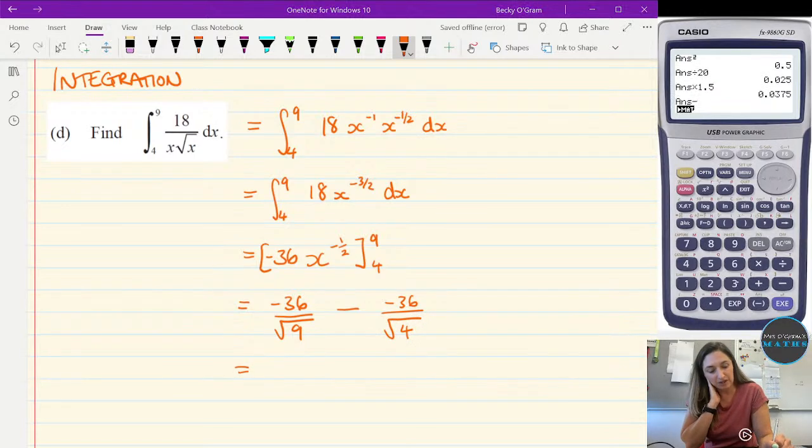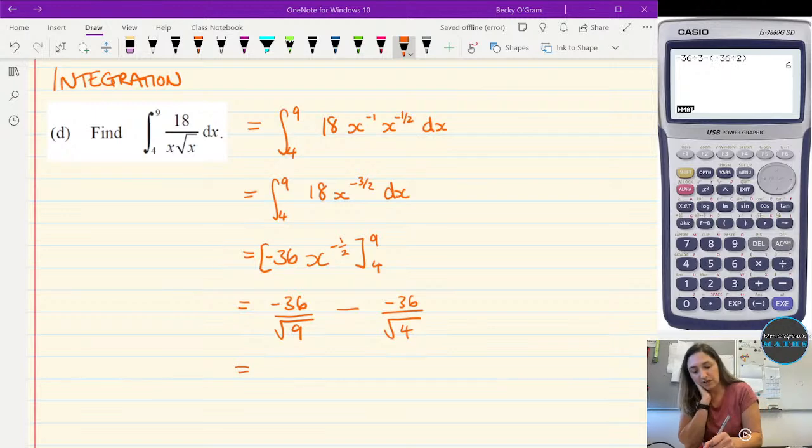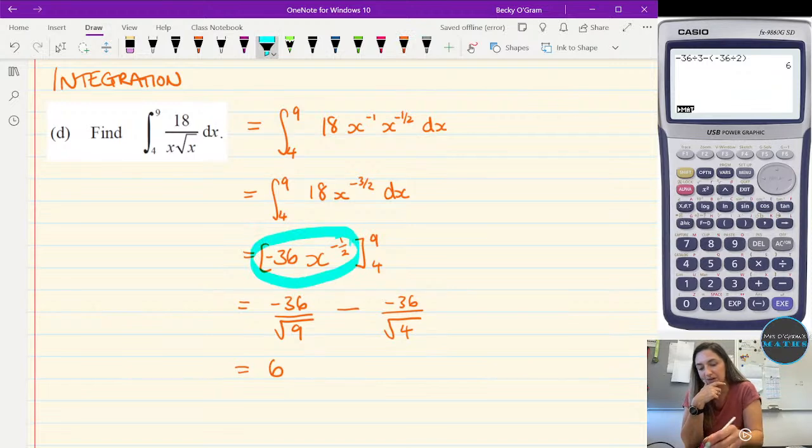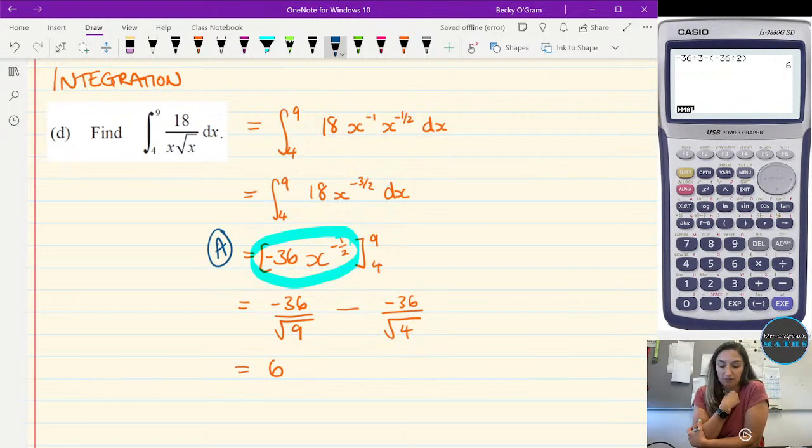So we'll do a negative 36 divided by the square root of 9, which is 3. Take away a negative 36 divided by the square root of 4, which is 2. And we get the answer of 6. And let me just find where the mark scheme is for that one. For achieved, it was getting a correct integration. So achieved was that bit just there. Nice, easy one. I think that's a really lovely merit question.